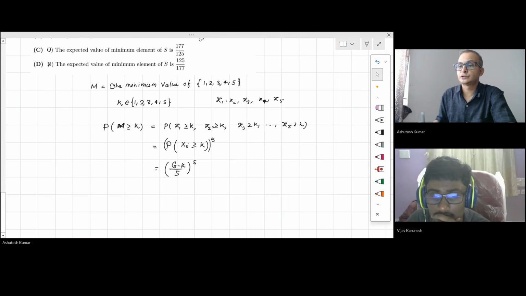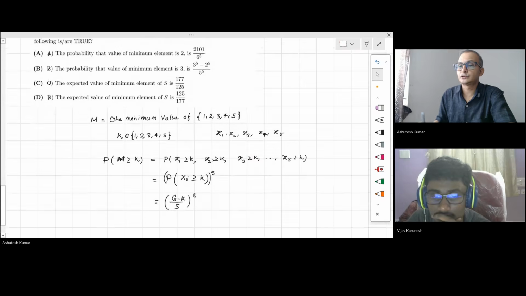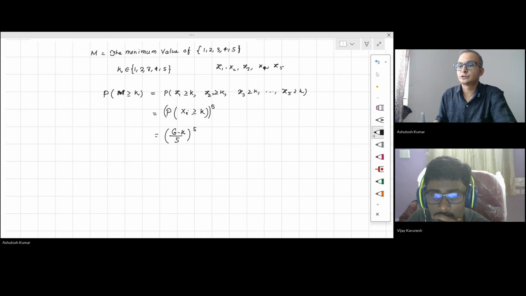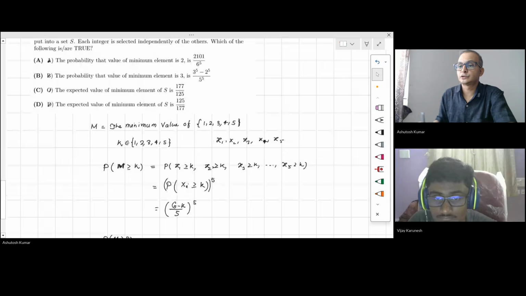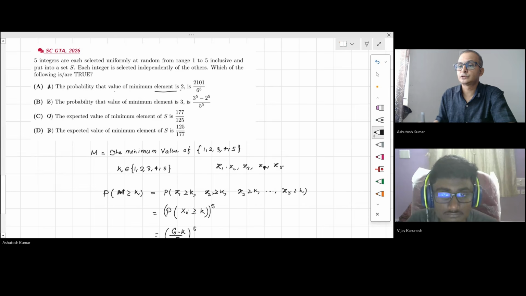So let's test it on 2. On 2, what do we get? 4 to the power 5 by 5 to the power 5. But the problem is, see the question: the probability that the value of minimum element is exactly 2, not greater than 2.